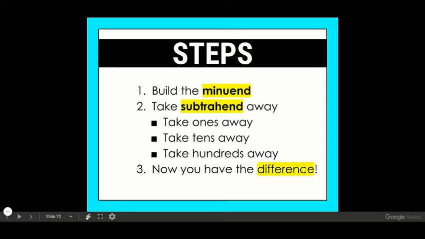Step 2 is to take away the subtrahend. That's our second number in a subtraction problem. We always start by taking the ones away. Then we take away the tens, and finally we take away the hundreds. Then you are left with the difference, which is the answer to our subtraction problem.